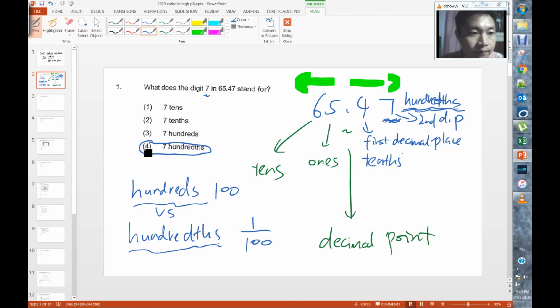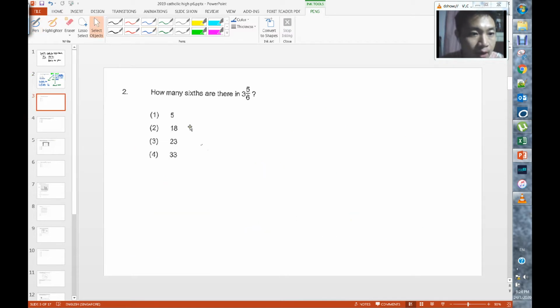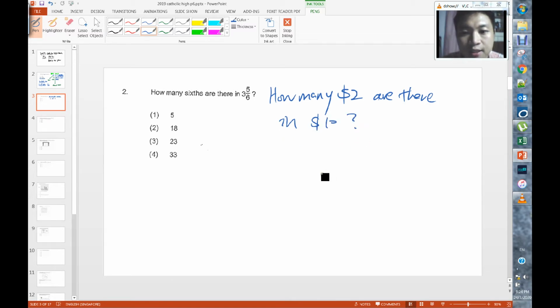Next, how many 1/6 are there in 3 and 5 over 6? Before I choose the answer for this question, I would like to give you a similar example. How many $2 are there in $10? How are you going to solve this question?